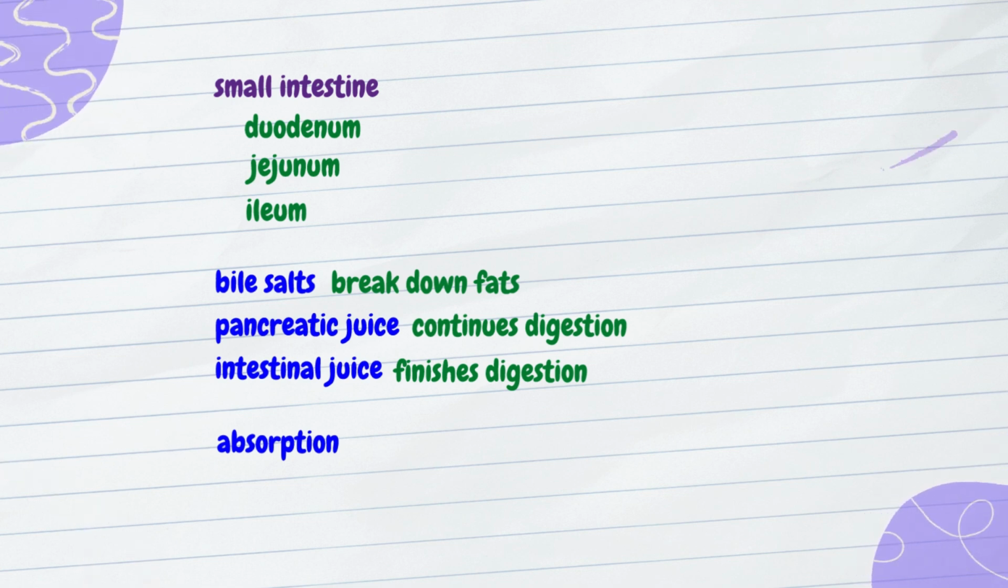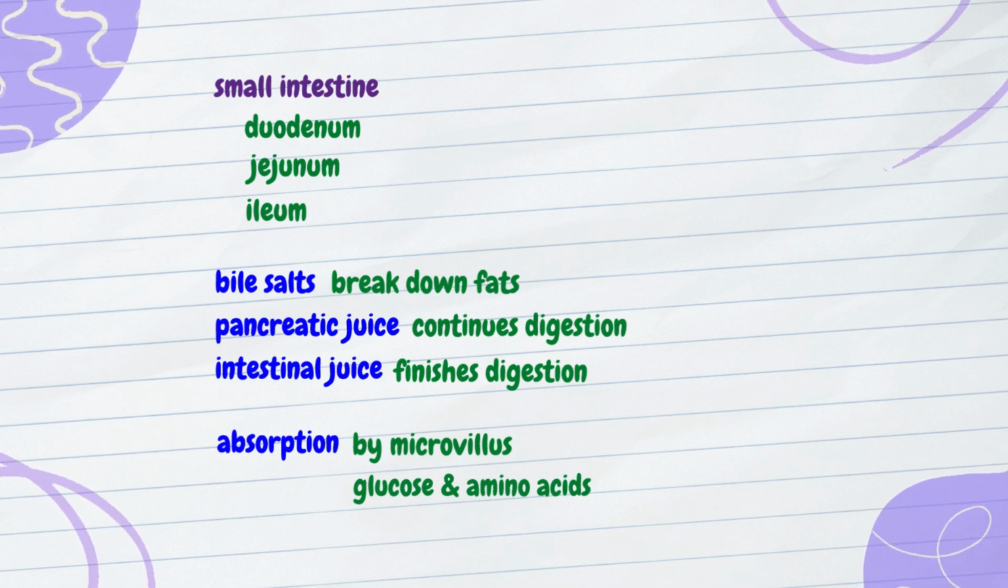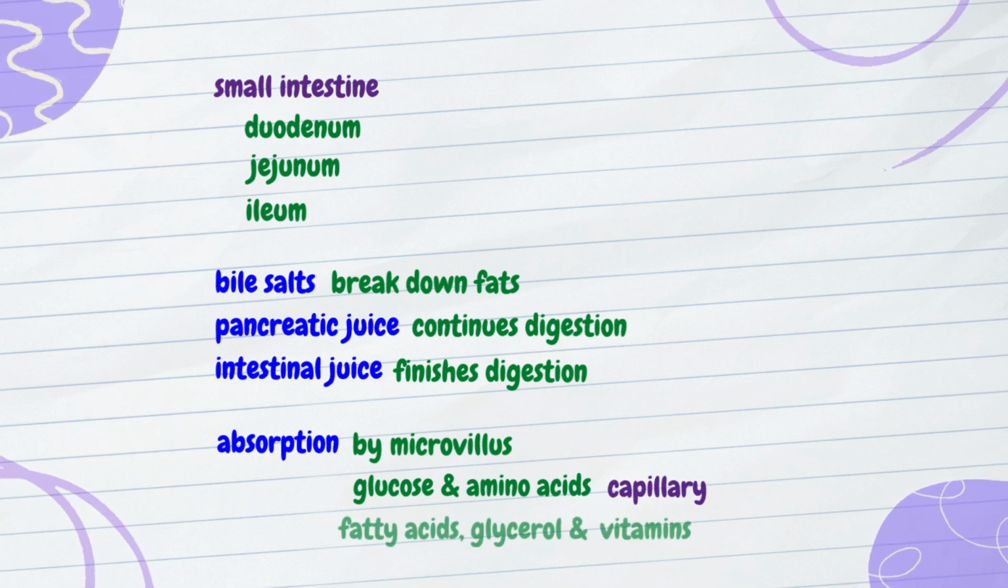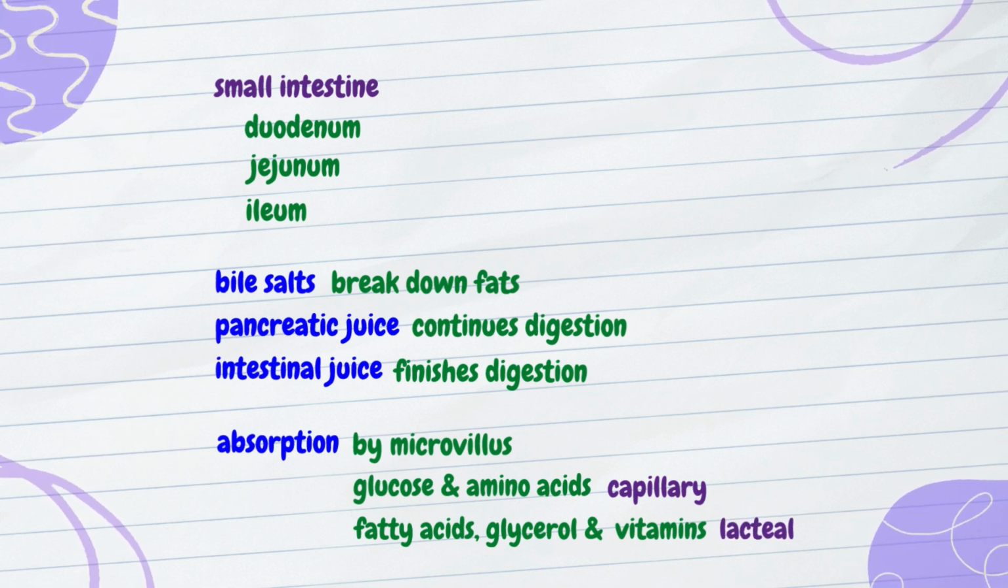The digested nutrients are absorbed by the microvillus. Amino acids and glucose are absorbed into the capillaries of the microvillus. Fatty acid, glycerol, and some vitamins are absorbed into the lacteal of the microvillus.